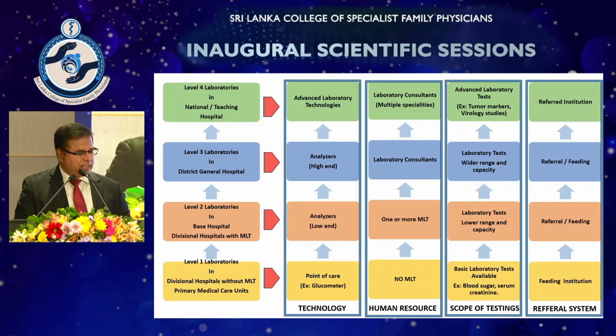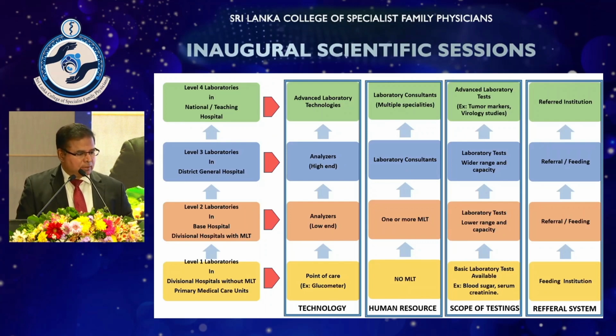At the next level of care, you have some analyzers. In terms of technology, there are low-end analyzers, and there may be one or two MLTs. The laboratory test range and capacity are also lower. These are called referral hospitals. So from the hospitals at the PMC level, samples can be sent to the referral hospital. Divisional hospitals are also there, and base hospitals, where there may be some consultants as well.